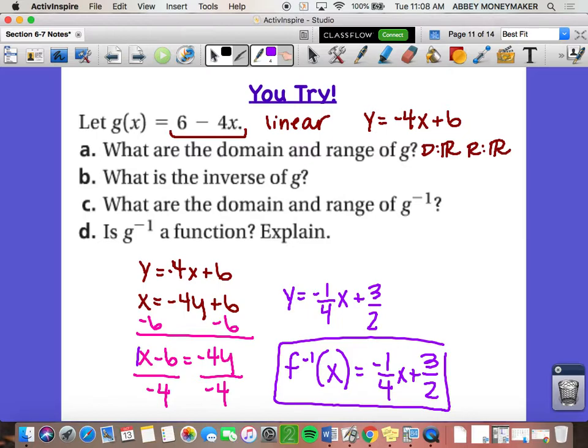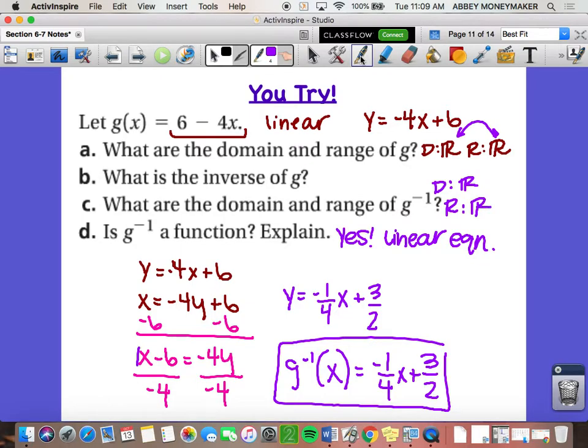We can skip down to g again. Or it's not f of x. It's g. There we go. Is this a function? Yes, because it is a linear equation. So that is a function. And what's the domain and range of your inverse? Well, you switch the original, right? And they are also the same.